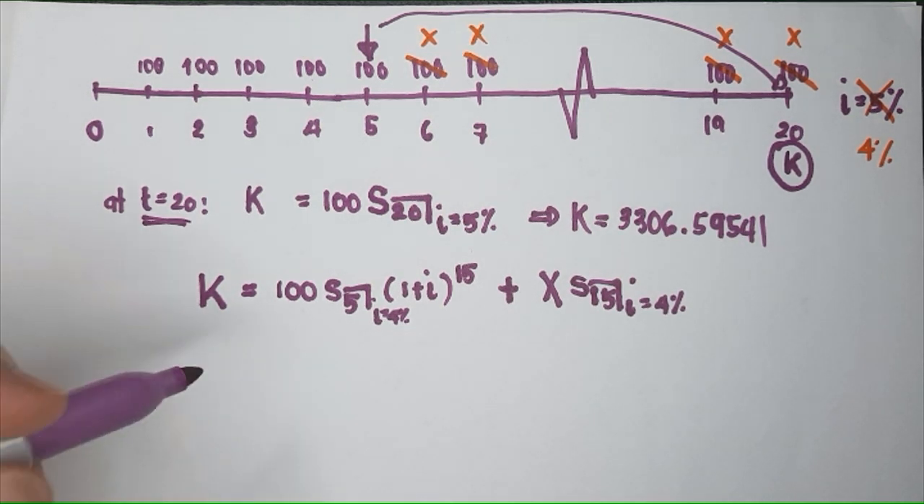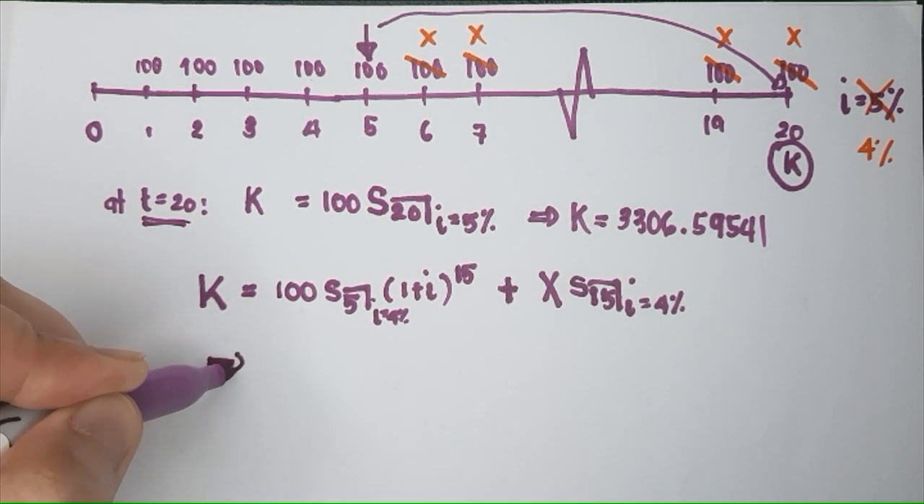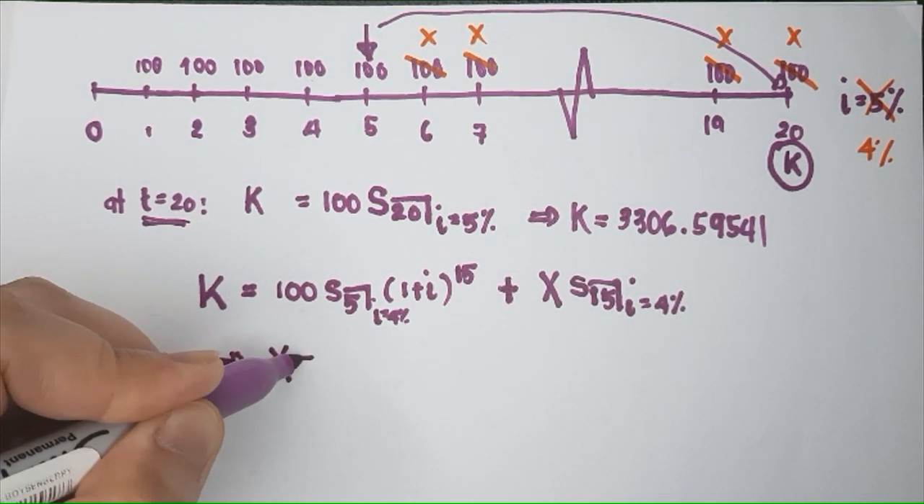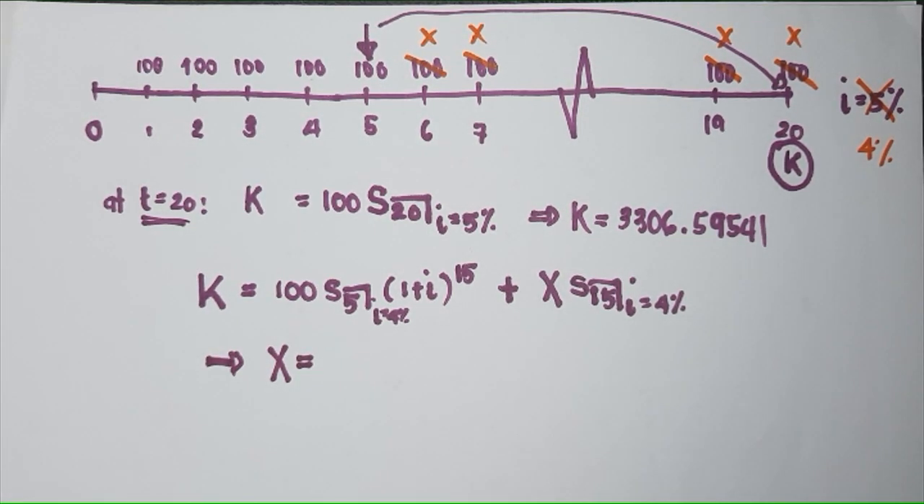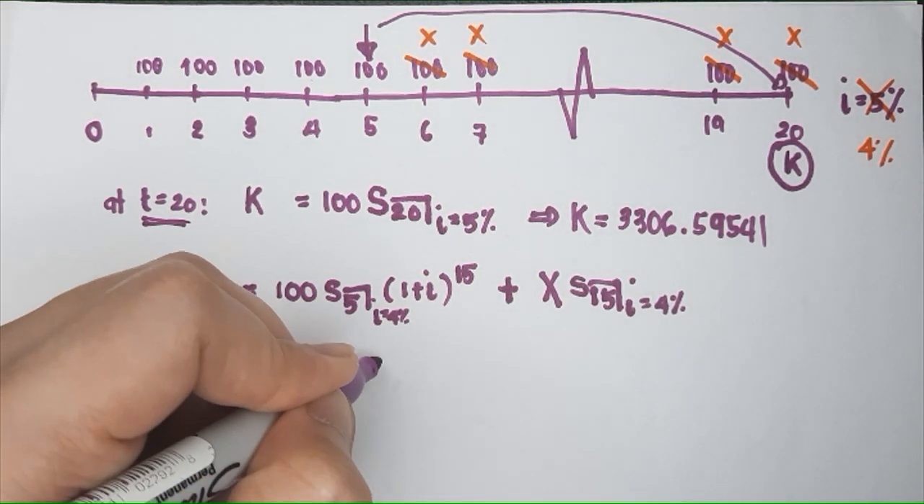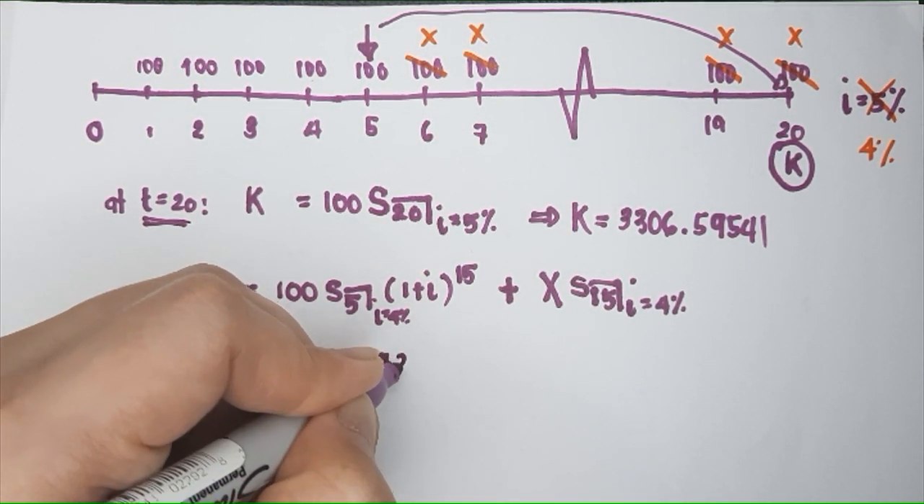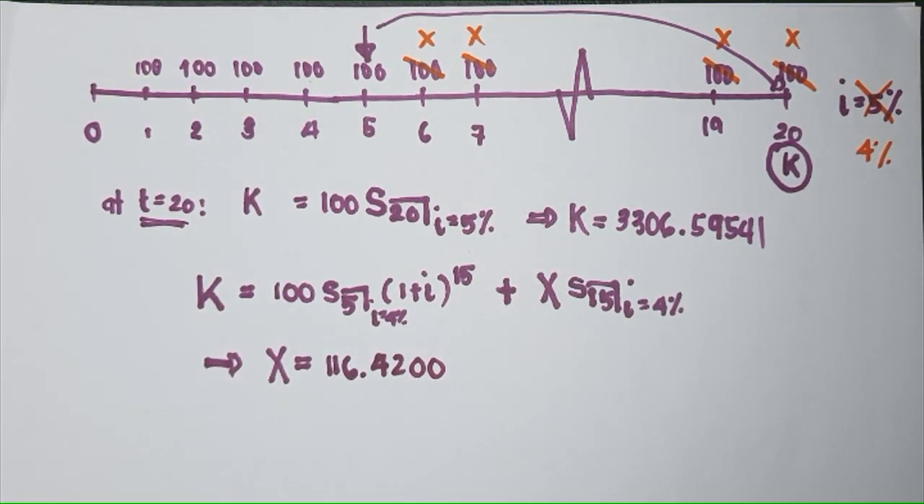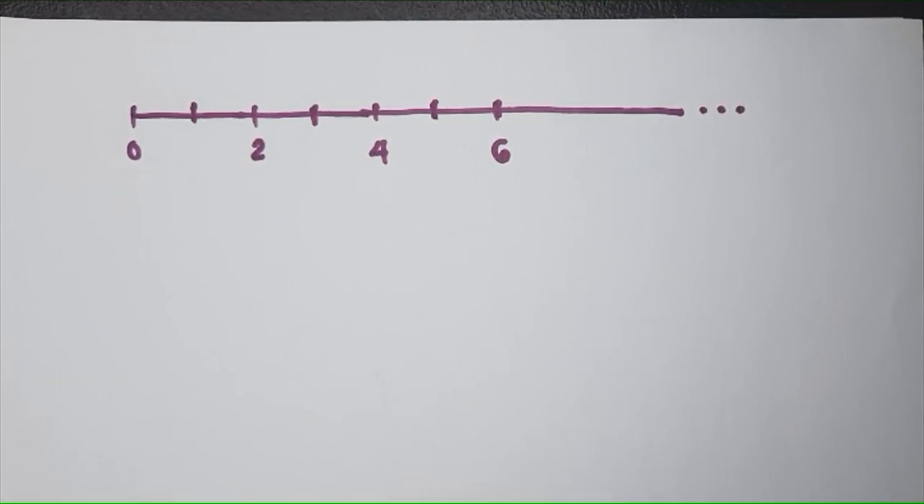And then, using your calculator, you will get x equals, again, this is the final answer. So, practice, round your final answer to exactly 4 decimal places. So, x is equal to 116.4200.